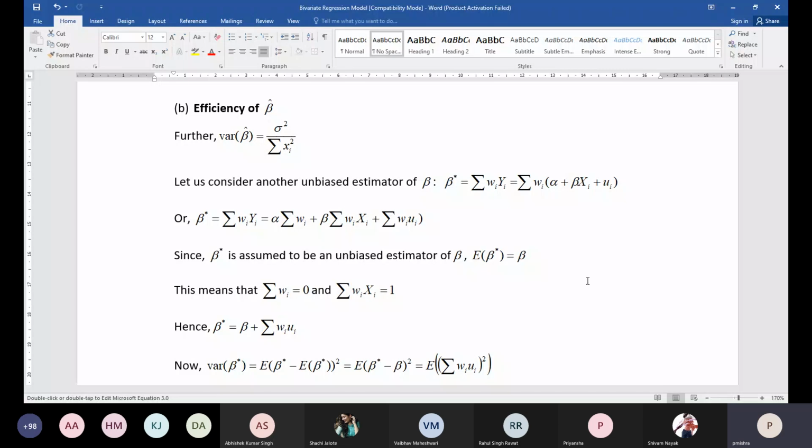Now, as I said, an estimator would be efficient provided it has the minimum variance vis-a-vis all the unbiased estimators. So suppose there are several unbiased estimators of beta. If beta hat has the minimum variance among all these unbiased estimators, then I'll say beta hat is the efficient estimator of beta.